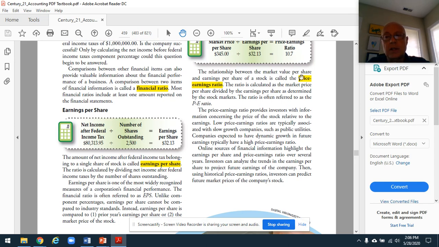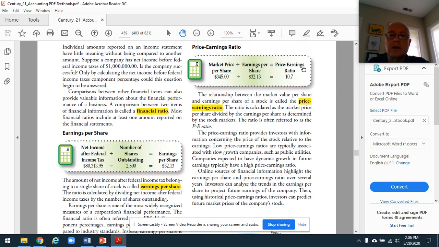But the lower this is, the more attractive this is. So if this is 100, and I'm seeing you at 10.7, I'm going to buy this because that means I get a better return on my investment. My return on investment is higher the lower the price to earnings ratio is.